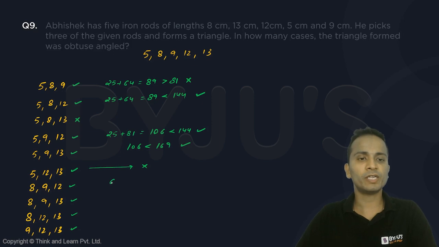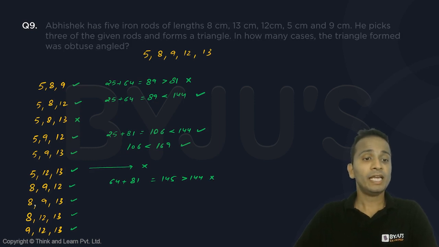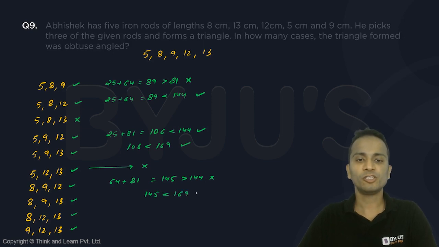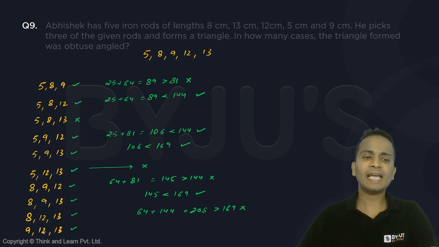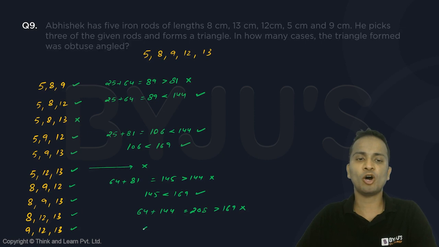8, 9, 12: 8 square is 64 plus 81, which is equal to 145, which is greater than 144. So not possible. 8, 9, 13: it will be possible because 145 is less than 169. So it will be an obtuse angle triangle. Next is 8, 12, 13. 8 square is 64 plus 12 square 144, which is equal to 208, and that is greater than 169. So an obtuse angle triangle will not be there. And 9, 12, 13, obviously this will also not make an obtuse angle triangle.